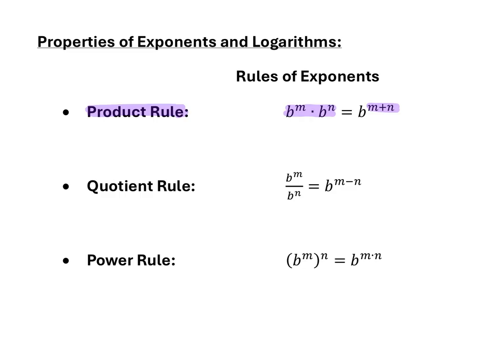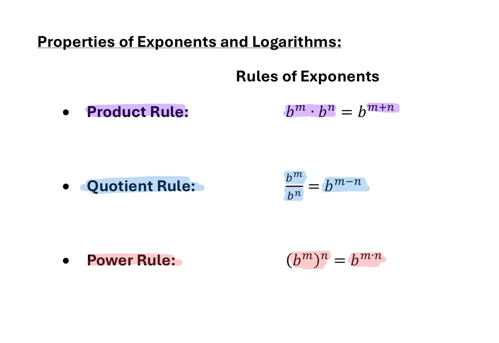We also had a quotient rule, and our quotient rule said that if we're dividing expressions that have the same base, then we can subtract the exponents. And the last one we had was the power rule. The power rule basically said if you have a base raised to an exponent, and then you raise it to another exponent, we multiply the exponents.